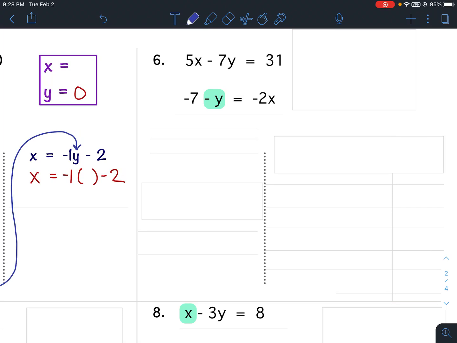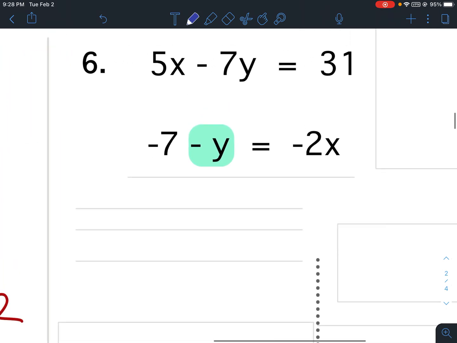Solve systems of equations using substitution. Lesson 10 worksheet. Question number 6. The only variable term that would require one step to solve for is this x term. However, if I divide everything by -2, I'm going to end up with fractions, and we don't want fractions. So, in other words, I'm going to solve for this y. It is going to take me 2 steps, but at least I won't have fractions.